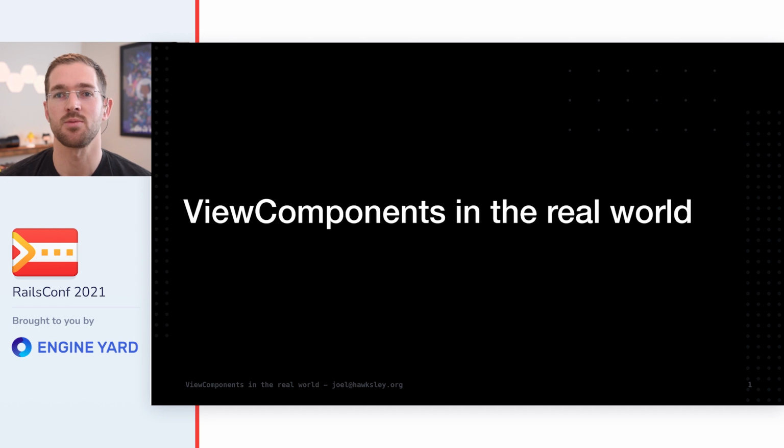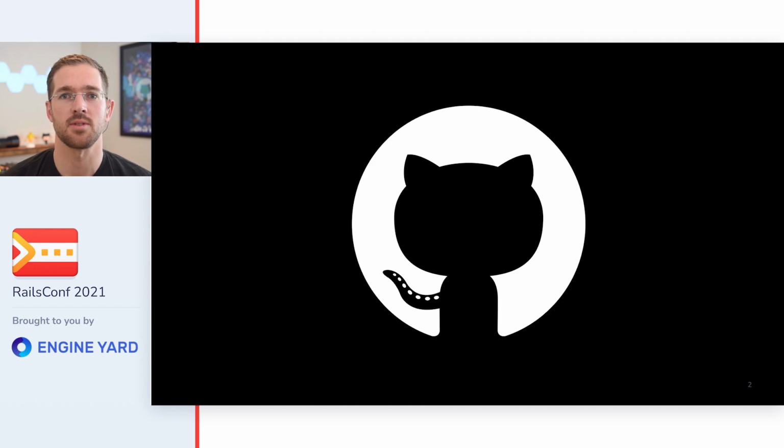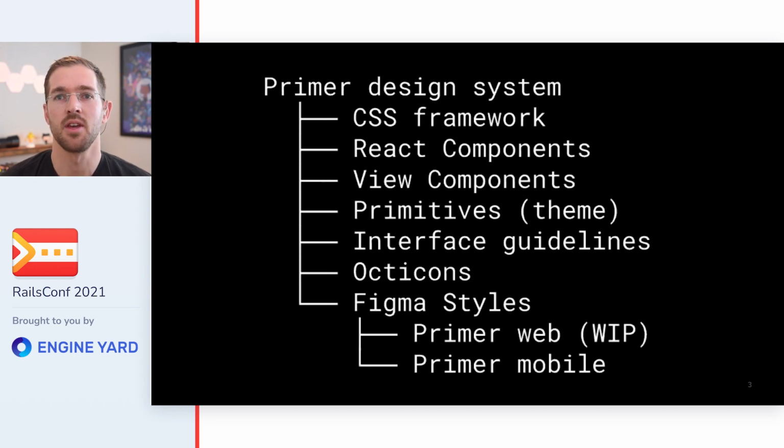Today I'm going to share some lessons we've learned building ViewComponents at GitHub over the past year. I'm an engineer on the design systems team at GitHub, and we're responsible for the Primer design system used throughout GitHub. As you can see, it's really a system of systems covering areas like CSS, React, we have an icon library, and Figma styles, and kind of the things you'd expect in a typical design system these days.